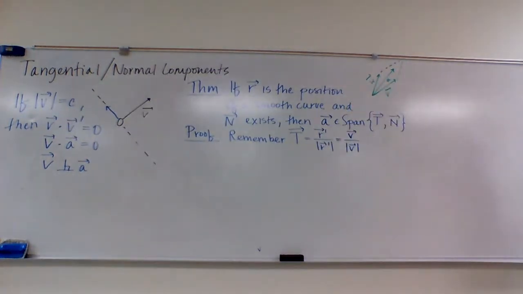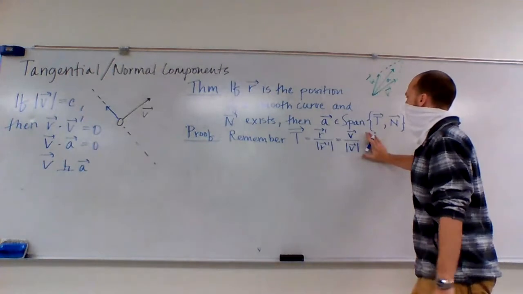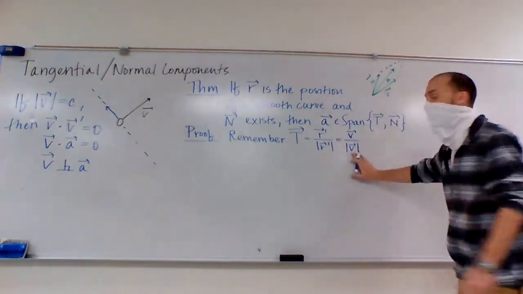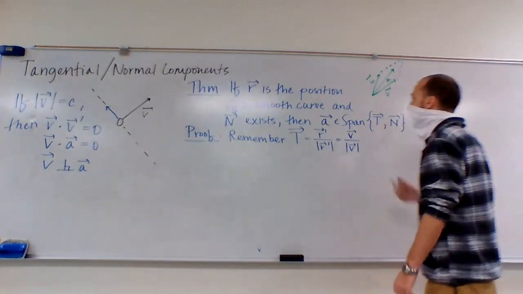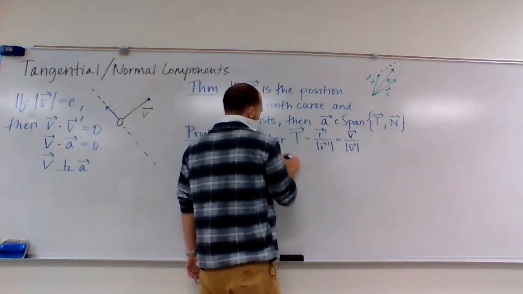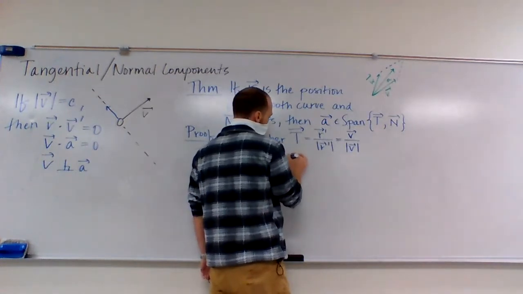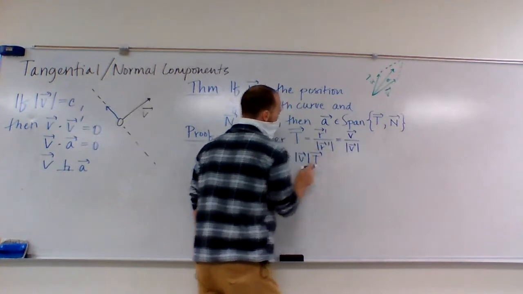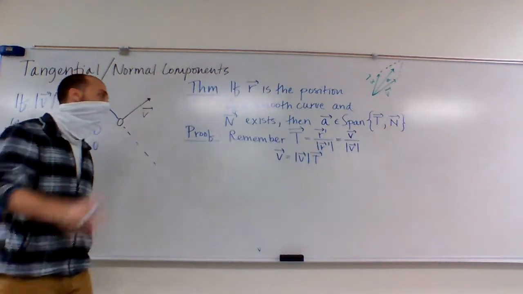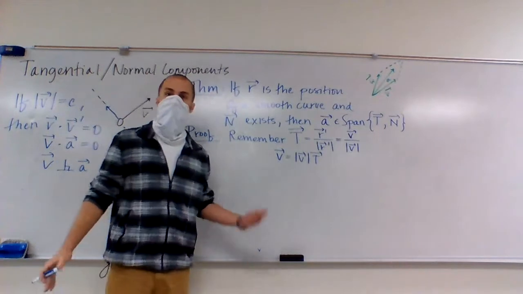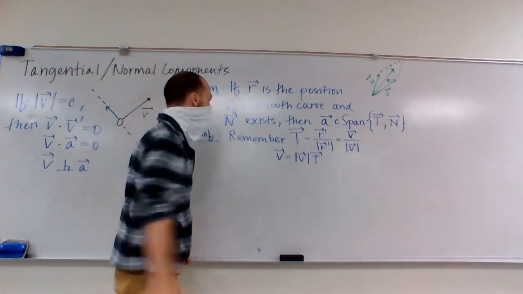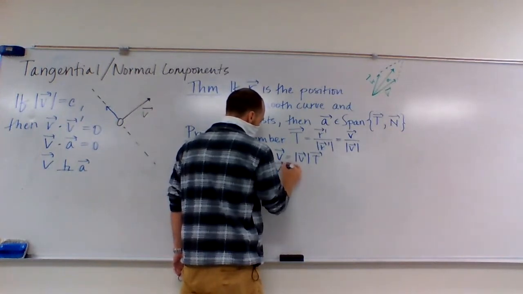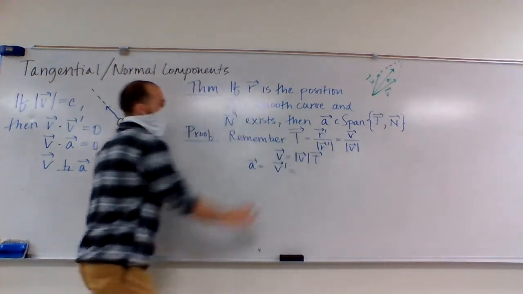But this means that I could really just say that the velocity vector is the unit tangent scaled up by the speed, because this is the speed, the length of the velocity vector. So v is going to be T scaled up by the length of v. And if two things are equal, then their derivatives will be equal. So the acceleration vector is the derivative of the velocity vector, which is going to be the derivative of this thing.